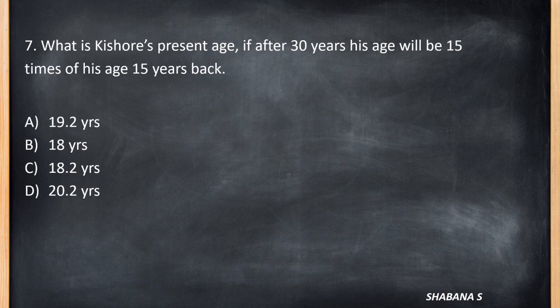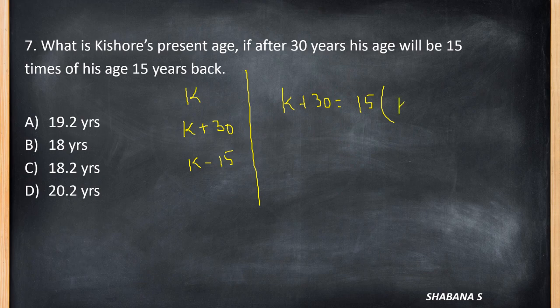Next question. What is Kishore's present age if after 30 years his age will be 15 times of his age 15 years back? So let's take Kishore's present age as K. After 30 years, Kishore's age will be K plus 30. And 15 years back, Kishore's age will be K minus 15. So now if you put everything in the equation, after 30 years of his age, so K plus 30 will be 15 times the age 15 years back, K minus 15. So you can find what the value of K is, and that's Kishore's present age.